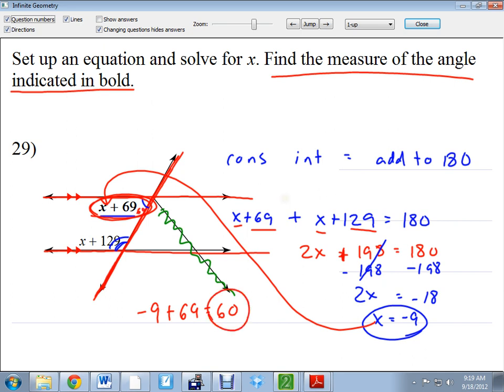You can always check to make sure that your negative 9 makes sense. If you plug the negative 9 in for x in the other one, negative 9 plus 129 gets you 120. And then you can see that 120 and 60 are indeed supplementary, which is what we said that they were supposed to be. So that is a good indication that we did it right.